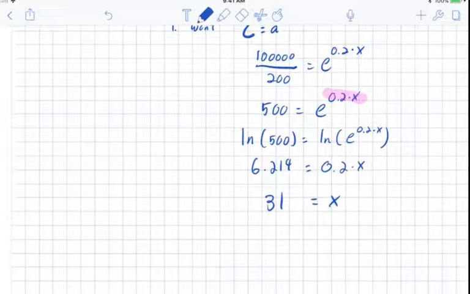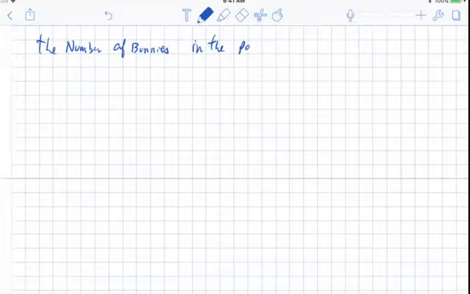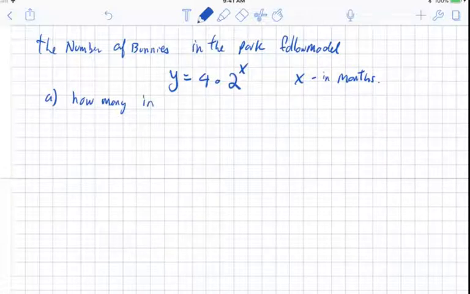Let's try another one of these exponential questions. A number of bunnies in the park follow the model y is equal to 4 times 2 to the power x, where x is in months. Okay? Hey, how many bunnies in 4 months?